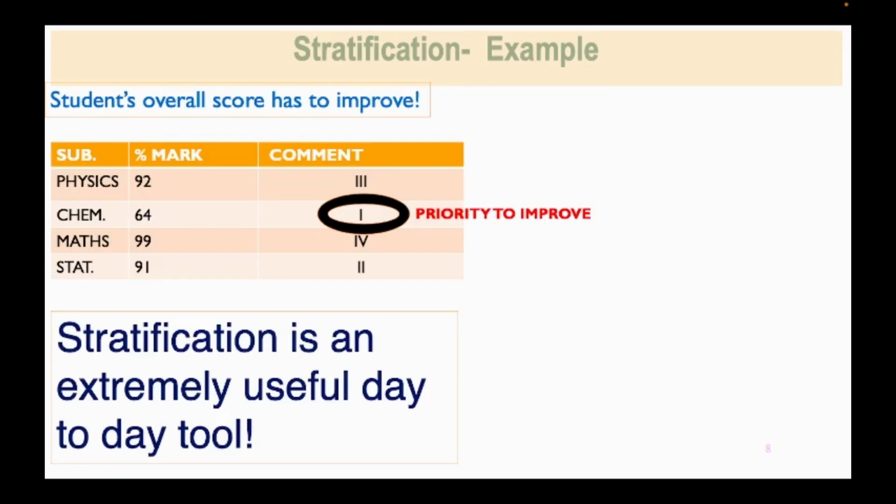One more example, student's overall score has to improve. What can the parents do? Now if they look into the mark sheet, they can find out physics 92%, say it is good, chemistry 64%, there is a concern on which the teacher has commented. You could now find out the first priority should be given to chemistry to improve the student's performance, because if you improve the worst case scenarios, you will get the best case results.